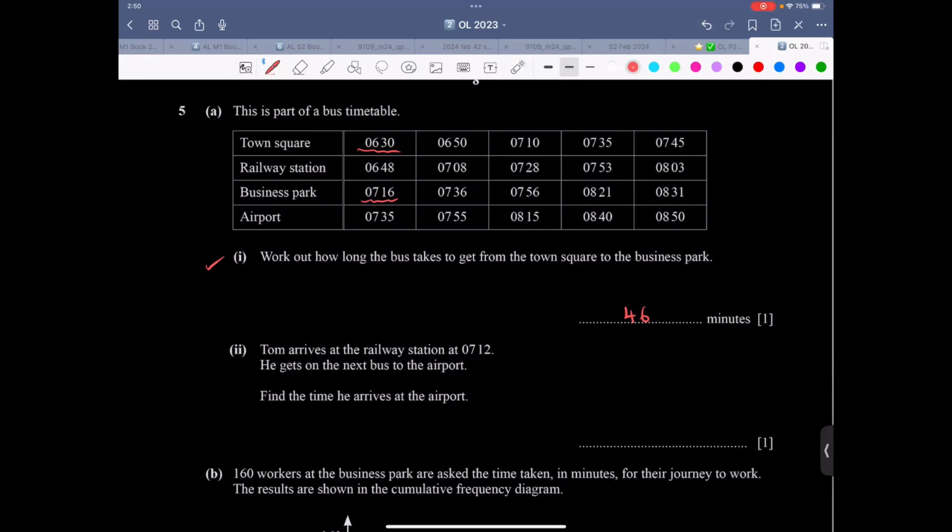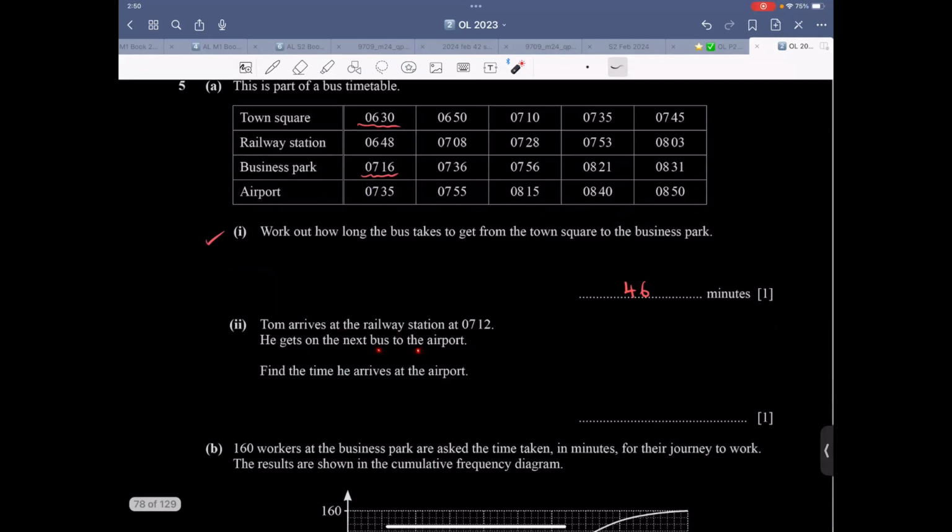Now it says Tom arrives at the railway station at 7:12. So if Tom arrives at the railway station at 7:12, that means he cannot catch this bus or this bus. So he has to check the other one, that is the 7:28 one. He gets on the next bus to the airport. So this is the same bus that is going to the airport, and he is at the railway station. Find the time he arrives at the airport. If he is on this bus, he arrives at the airport at 8:15.